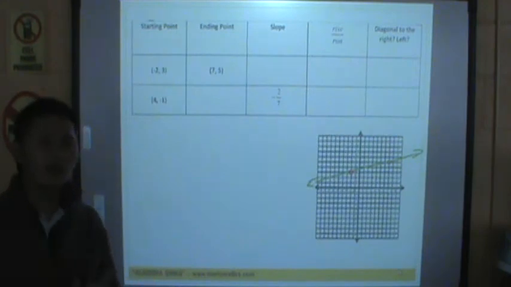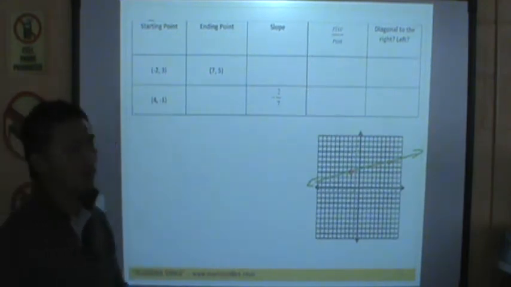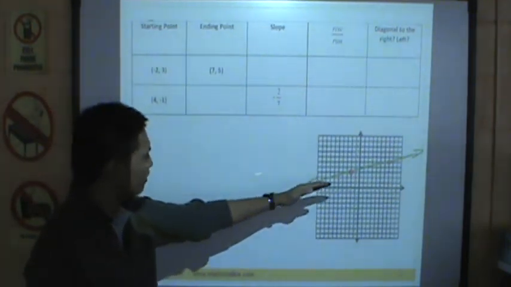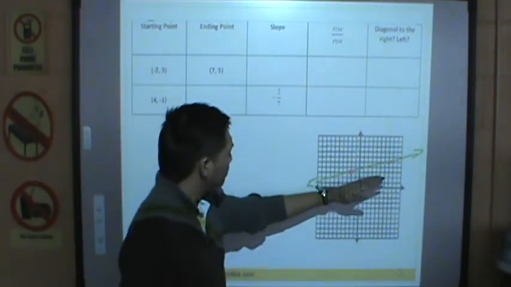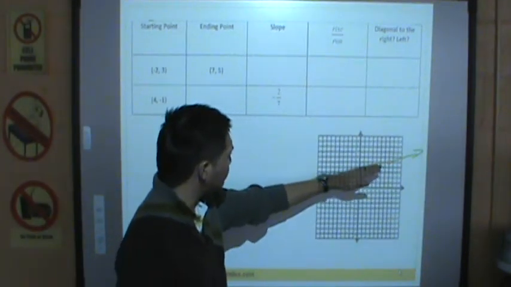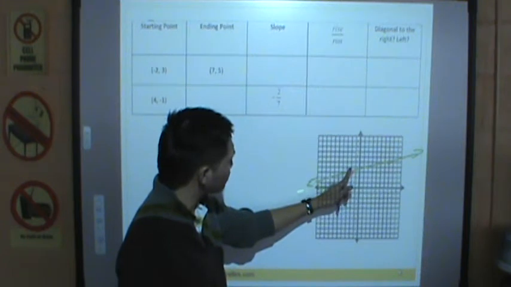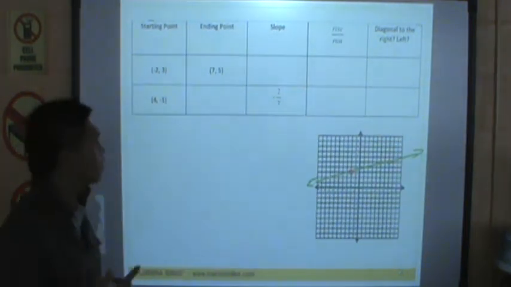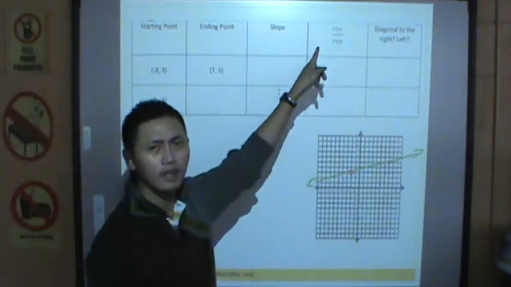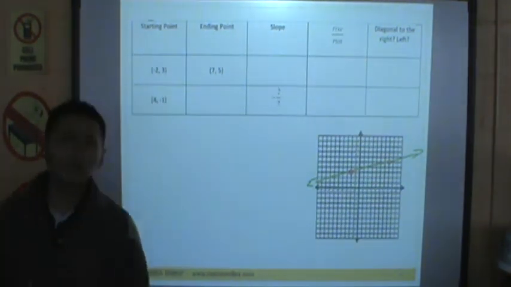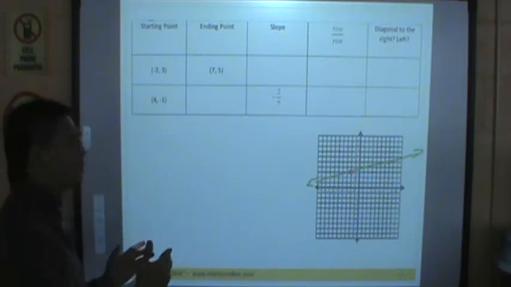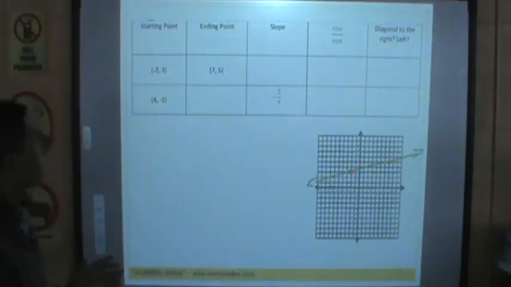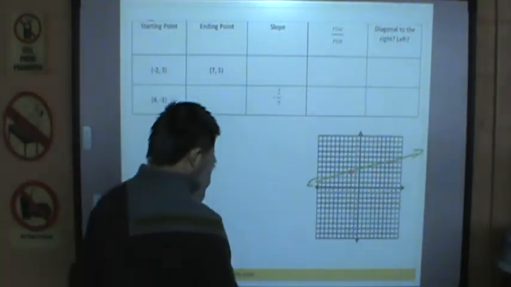So here, I just want you to make sure that you always go up. So start from the bottom point. Here in these two points, this is the bottom point. So you always start from the bottom point and always go up. Again, always go up. That's why we have the word rise. Now for the run, it's up to you whether you're going to go left or right. Now, let's do the rise over run first.